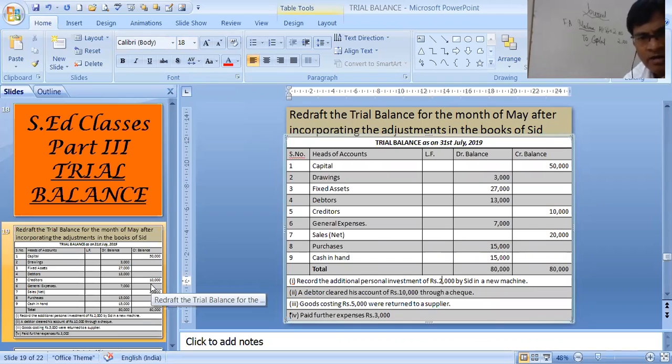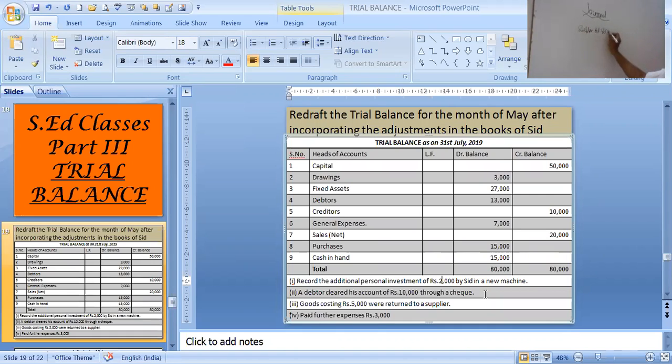Next adjustment. So see, first journal entry we have done. A debtor cleared his account of rupees 10,000 through a check. Now, when a debtor clears his account, that means what? Debtor clears his account means debtor account debit.